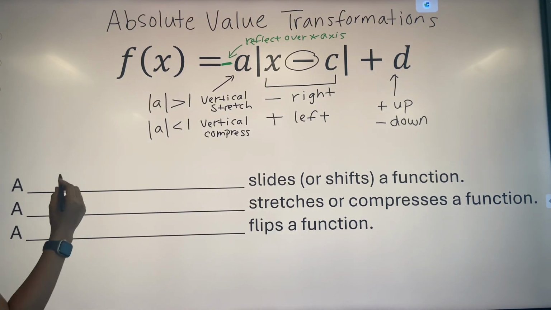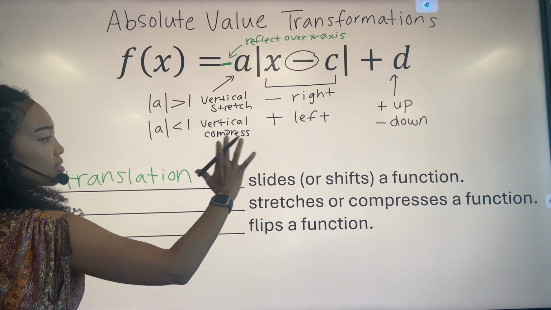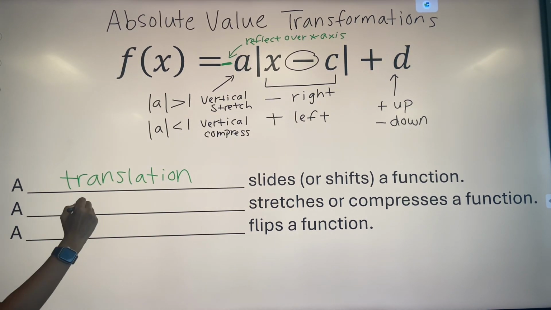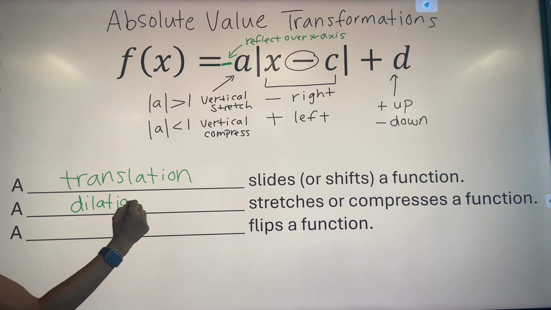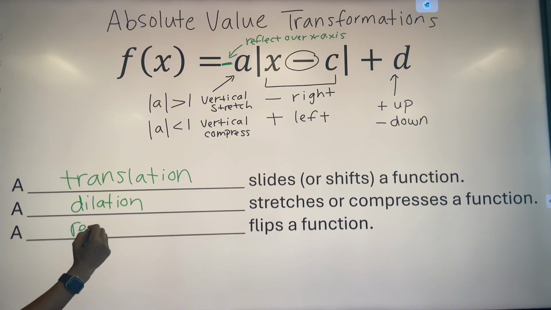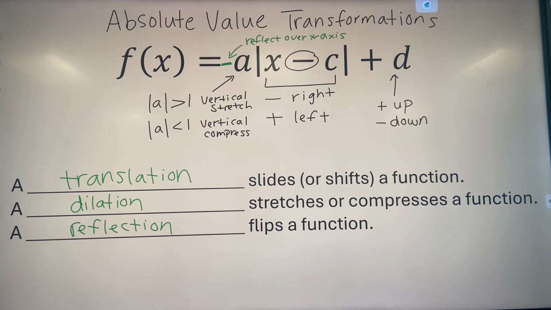Some definitions. A translation is when your graph is slid to the left or the right, or shifted when it moves up, down, left, right. A dilation is when it stretches or compresses. It gets bigger or smaller, it shrinks, it gets larger. Those are dilations. And what do you think the last one is? What'd you say? A reflection, good. A reflection, that's when it flips across the x-axis, or it could be the y-axis. This class we're going to be doing the x-axis.